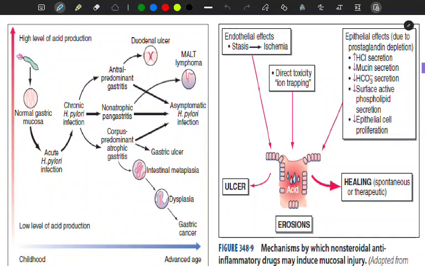Okay? Endothelial cysts, we get the stasis, ischemia, and then erosions first, then ulcers, then healing, either spontaneous or therapeutic, or with the PPI. The epithelial effect: the prostaglandin, once it's depleted, because prostaglandin E2 suppresses the secretion of chloride and increases the mucin secretion and the bicarb within the mucus layer, which is protective. All of these will be lost by the depletion of the prostaglandin for those who are taking NSAIDs. So NSAIDs are great risk factors for ulcers. Next, please.